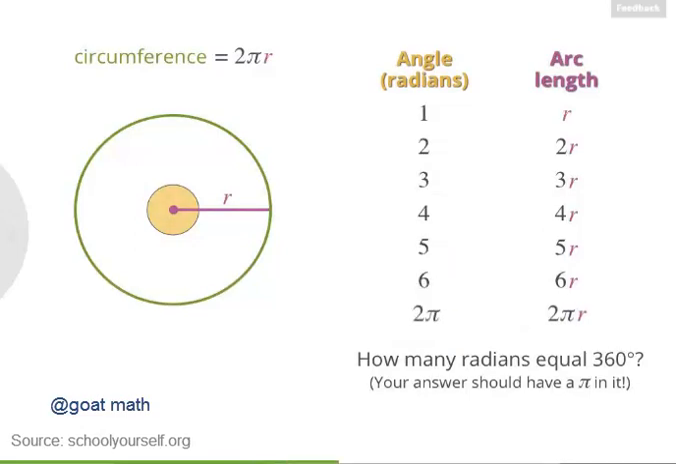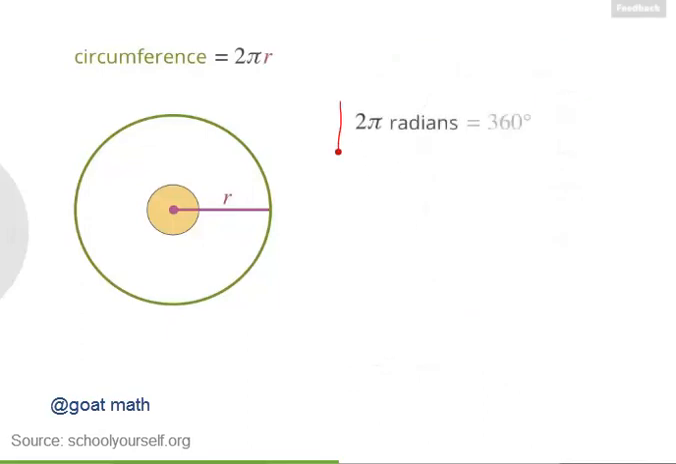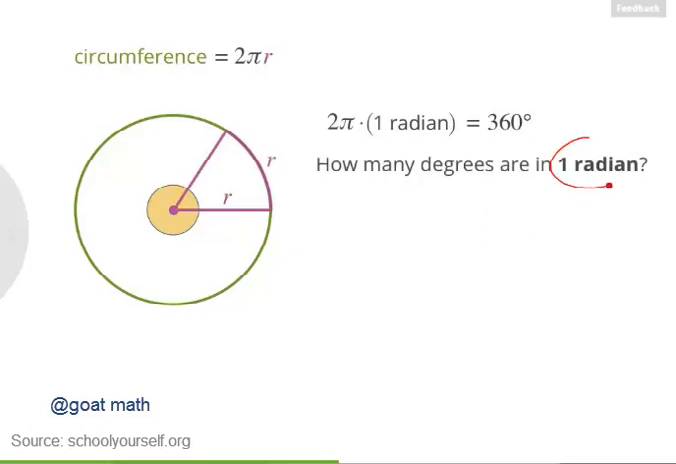Exactly, 2 pi radians have an arc length of 2 pi r. And that means that 2 pi radians equals 360 degrees. Another way to think of 2 pi radians is 2 pi times 1 radian. So how many degrees are in exactly 1 radian? In other words, try solving for the 1 radian in this equation, and that will tell you precisely how many degrees are in this 1 radian angle over here. Again, there should be a pi somewhere in your answer.